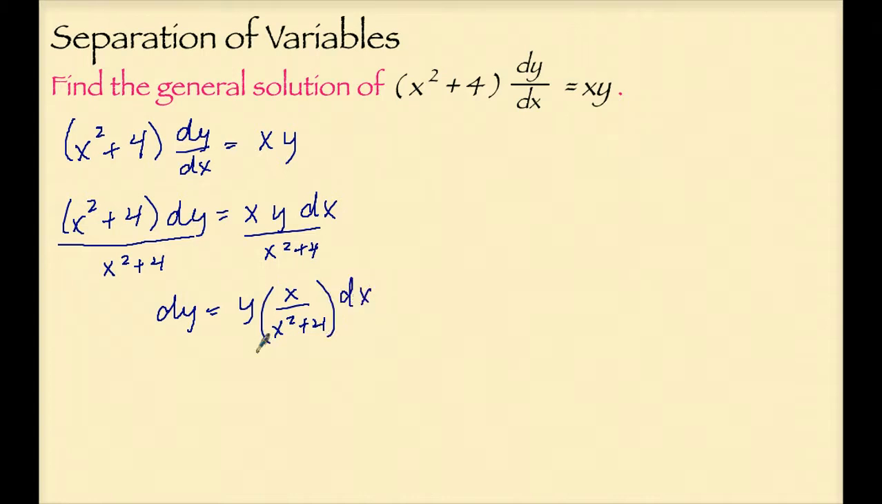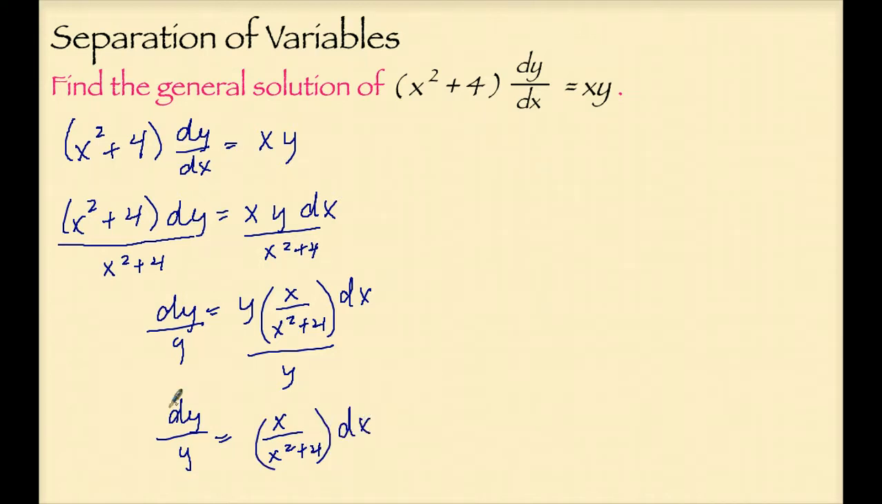And now dividing both sides by y gives me dy over y is equal to x over x squared plus 4 quantity dx. Now that our variables are separated, we can integrate both sides of the equation. On the left side, I'm going to have natural log of y, and on the right side, this is also a natural log scenario, but I do need to manipulate the integrand a bit.